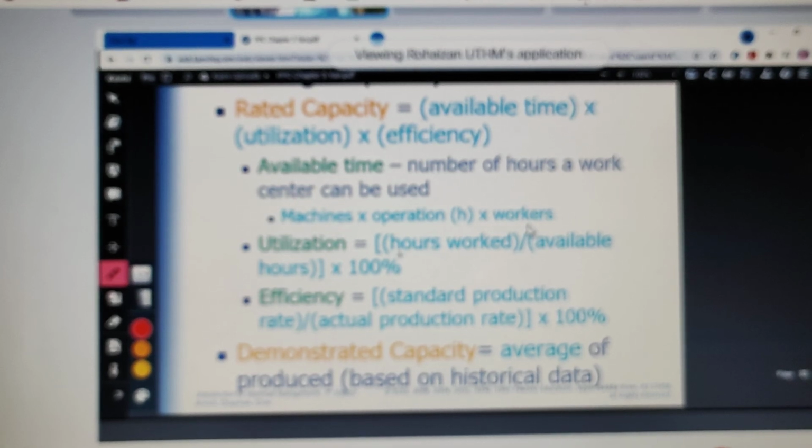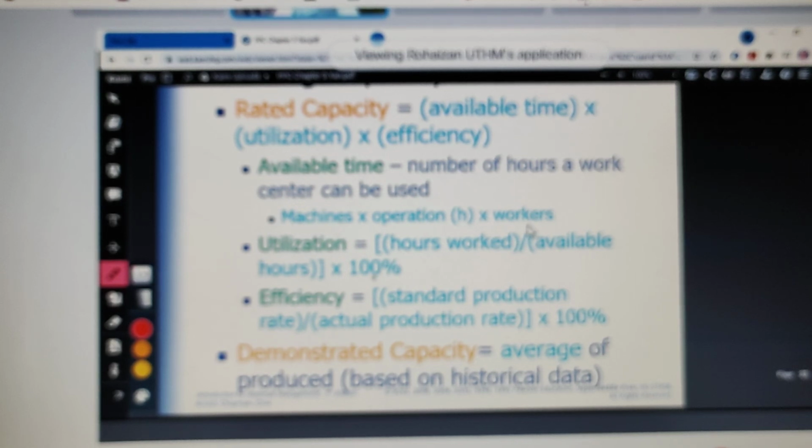Again, we say in PPC, is it the same? This is the same as IM, except we focus more on the standard unit. That is why we use the standard hour. In IM, it is more towards the product itself or the machine itself, the production output and input.